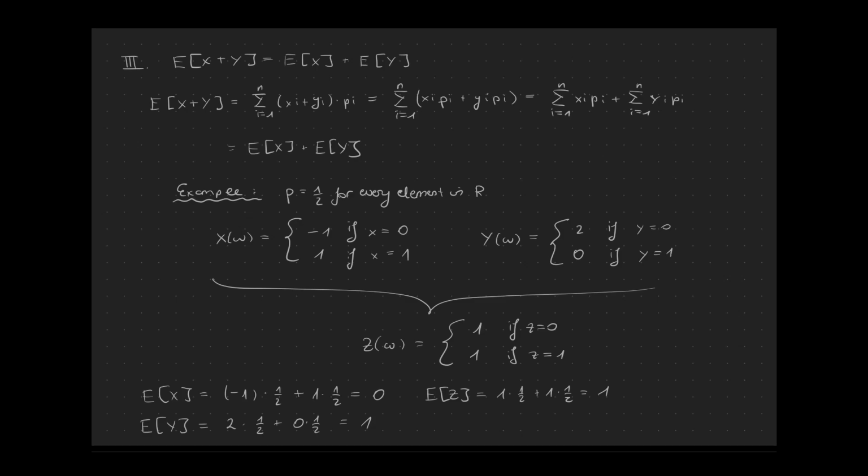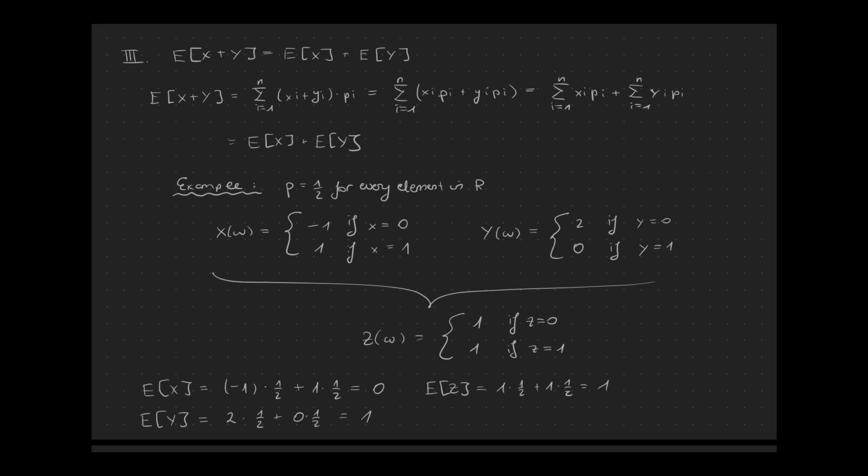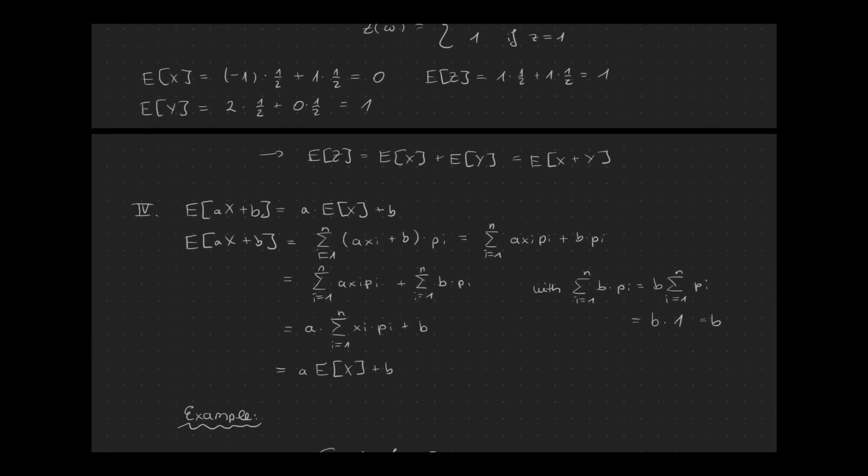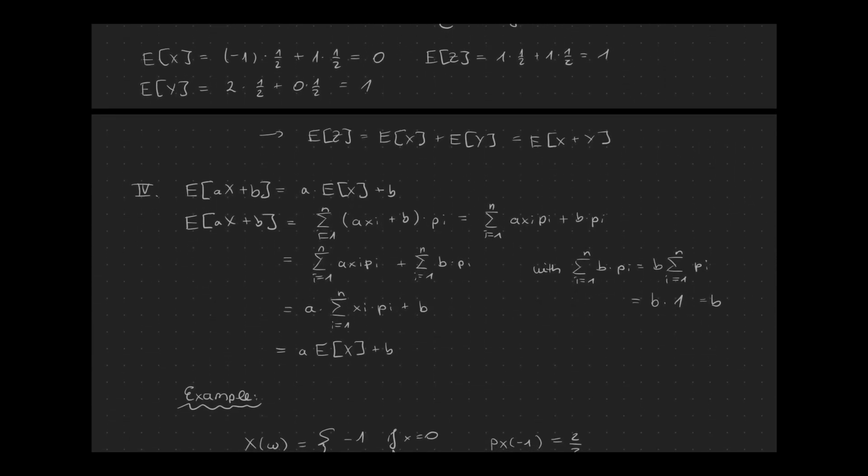Z is then 1 if z is equal to 0, and 1 if z is equal to 1. The expectation value for x is equal to 0, and the expectation value for y is equal to 1. And the expectation value of z is also equal to 1. And indeed, the expectation value of x plus the expectation value of y is equal to the expectation value of z. The last property which we should know about is this one, where we can show that one is able to extract the scaling parameter a and the shifting parameter b out of the expectation value.